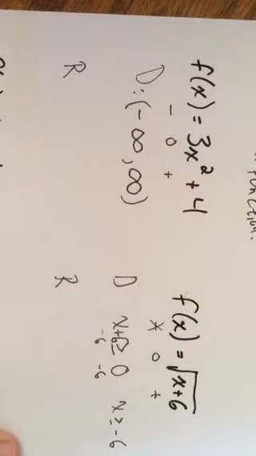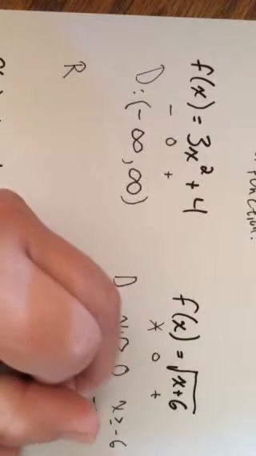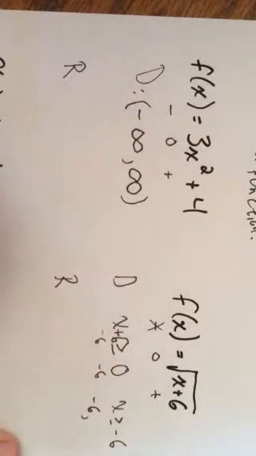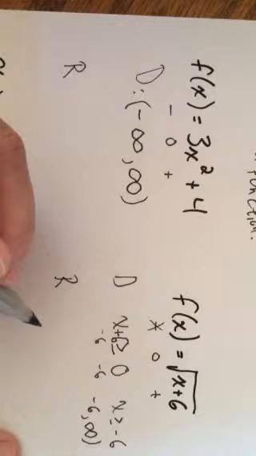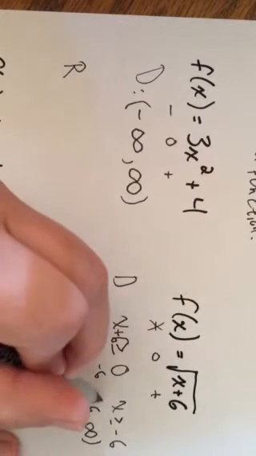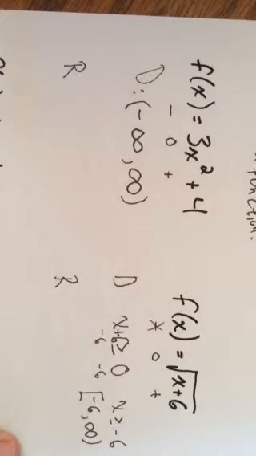Can write that in function or in set notation. If I write that in set notation, -6 will be my starting point, and it will go up to infinity. Infinity always uses a parenthesis, and this time it's equal, so I'm going to use a bracket. Okay, so that's domain. Let's look at the range then.